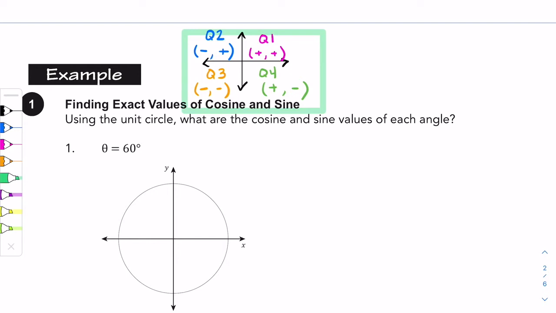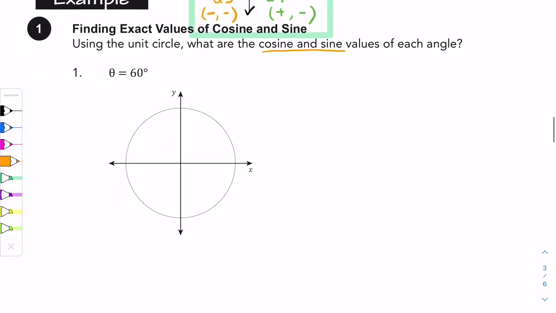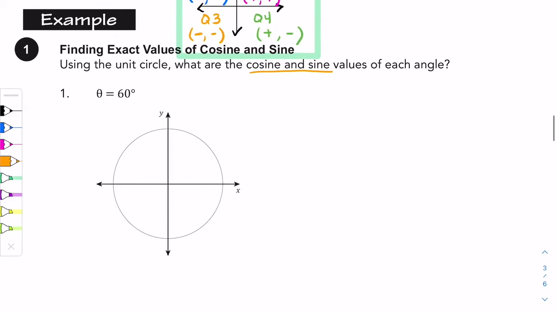Looking at the first example, we're trying to find the cosine and sine values. That's all we're looking for here, cosine and sine values of each angle. We're going to start with the angle 60. So I'm going to draw this angle 60 on my coordinate plane, which, by the way, is just the unit circle. I already have it drawn in for you.